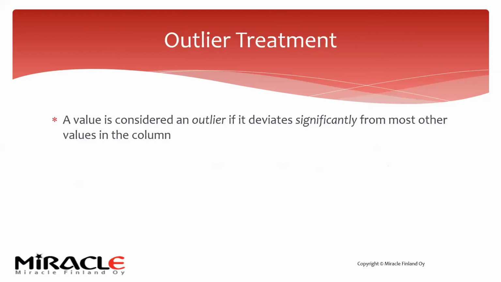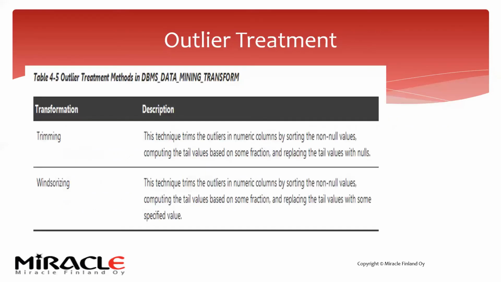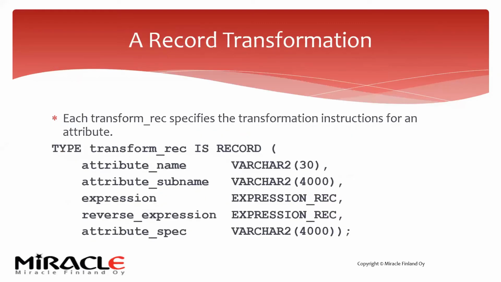Outliers I mentioned earlier. An outlier is a value that is significantly different from other values in that column. And the problem with outliers is that they can really twist the way the data is seen because they can be very, very different from the real values. They can interfere with the effectiveness of transformations such as normalization or binning, which we just talked about. So they can really mess up your model completely. So the question here is: is this outlier value problematic, or is it perfectly valid data? And when you have an answer to this question, what should you do with that data? Should you keep it or should you delete it, or what should you do? In Oracle, there's trimming and winsorizing for that outlier treatment.